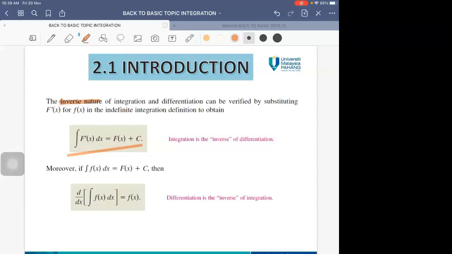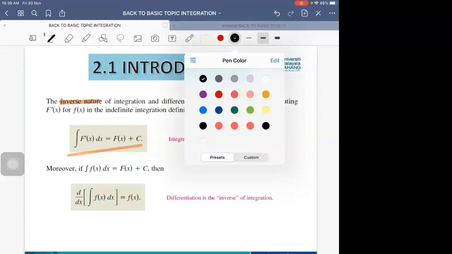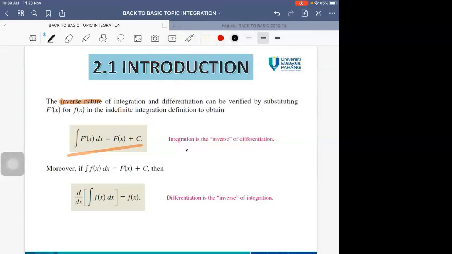Okay, so if you integrate back the output of your differentiation, then you will get back the function. For example, a simple example. Let's say previously you have f(x) equal to x squared.